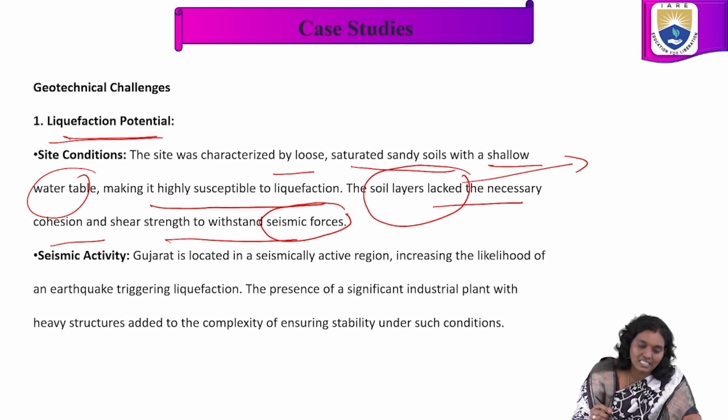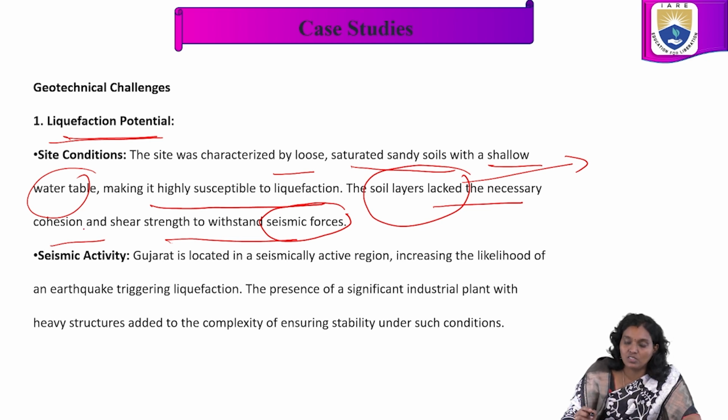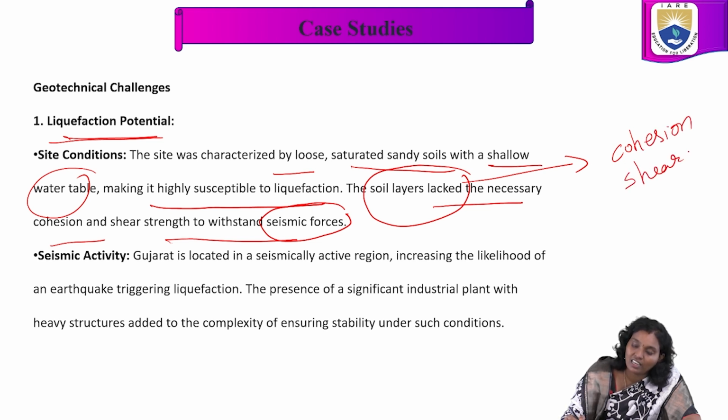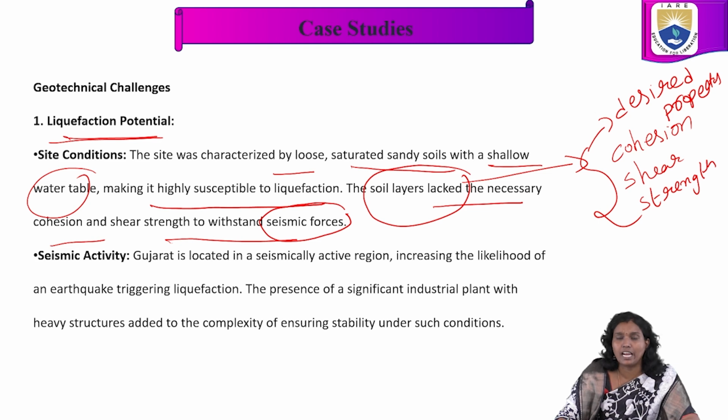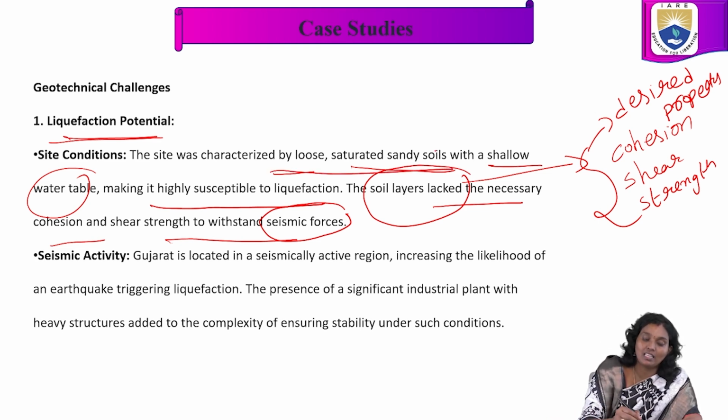We require the necessary cohesion for those soils and also the shear strength. These are the desired properties we require. So the site was characterized by these soil conditions.